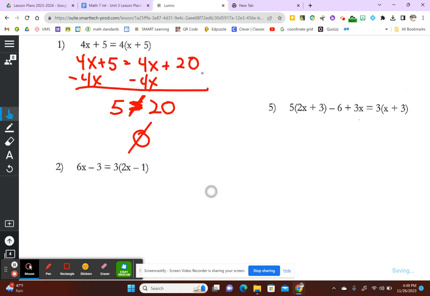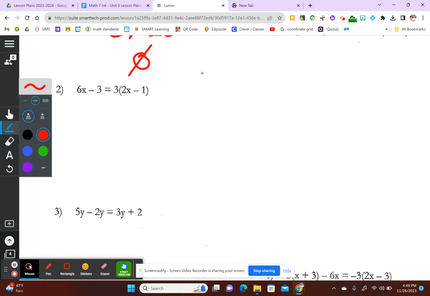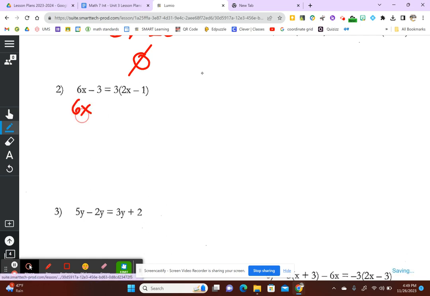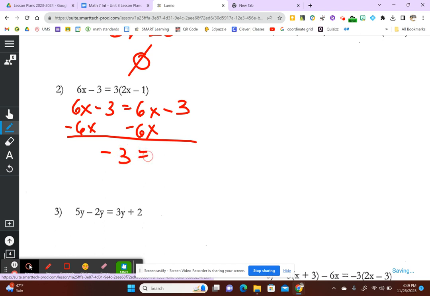Okay. Let's look at the next one, number 2. So again, stop the video, start it again when you're done. 6x minus 3 equals 6x minus 3. I'm going to subtract 6x from both sides, and I get negative 3 equals negative 3. Oh no, the variable disappeared. Once your variable disappears, then you can determine the truth value. Does negative 3 equal negative 3? Why, yes, it does. So this is an identity, and the solution is all real numbers.